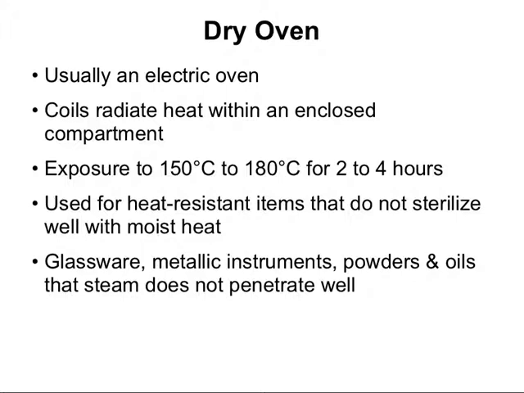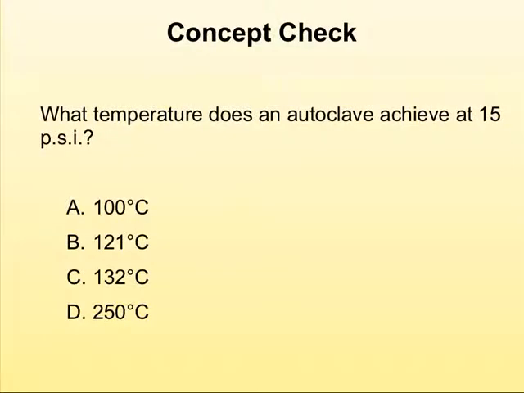Exposure of 150 degrees C to 180 degrees C for 2 to 4 hours is effective for sterilizing heat-resistant items that don't sterilize well with moist heat, just based on their composition. Dry oven sterilization is good for things like glassware and metallic instruments, as well as powders and oils or waxy substances that the steam cannot penetrate well. Before we move on to look at cold and desiccation, let's have a quick concept check.